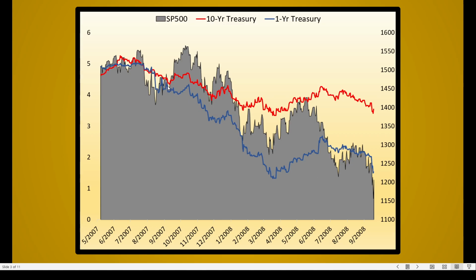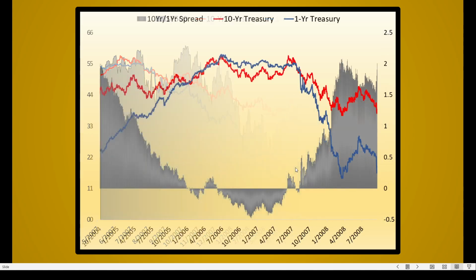Now, it's very important to notice how this happened. It wasn't that the 10-year, the red line, went up. The 10-year actually went down, but it's the 1 year, the short-term maturity, that really collapsed. Notice how there's very little divergence between the two lines in October of '07. But as we move forward in time, all of a sudden there's an enormous gap. It's the 1 year treasury, the shorter term security, that's moving down a lot faster. And that coincides with the stock market going down.